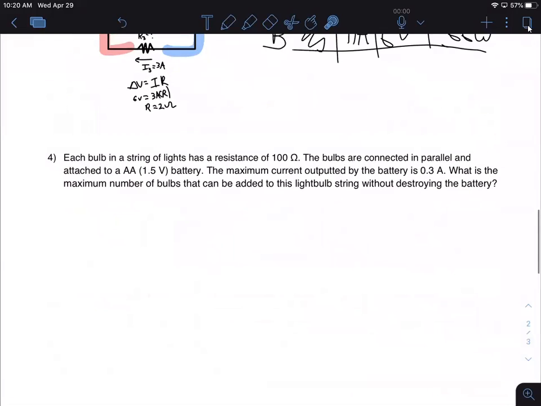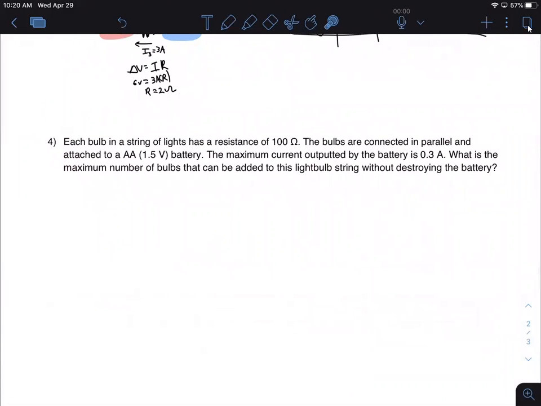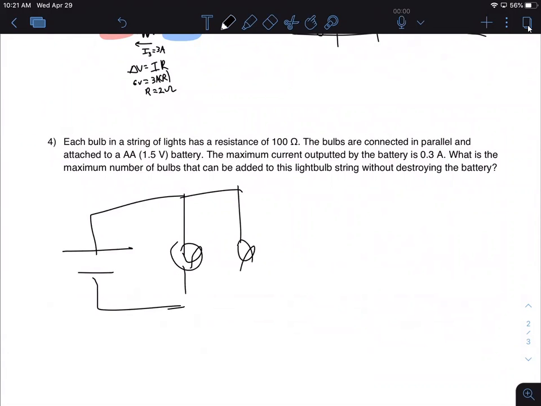Each bulb in a string of lights has a resistance of 100 ohms. Connected in parallel, attached to a 1.5 volt battery. Battery can do 0.3 amps. So we're going in parallel here. So I'm adding light bulbs like so, and so on, however many I need.